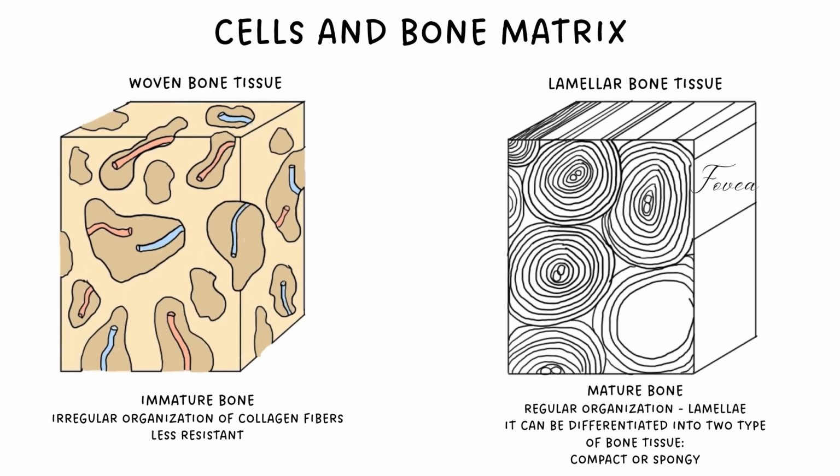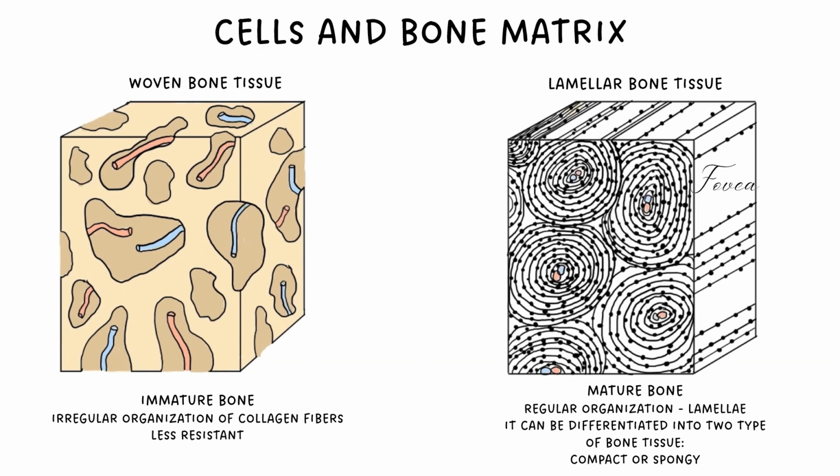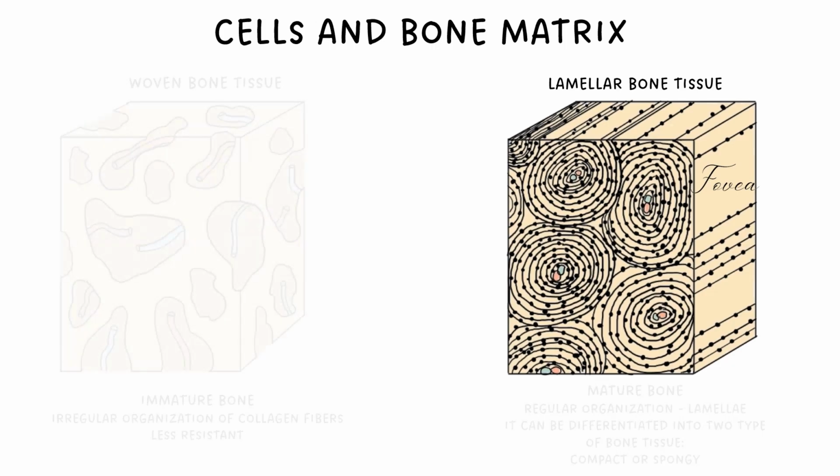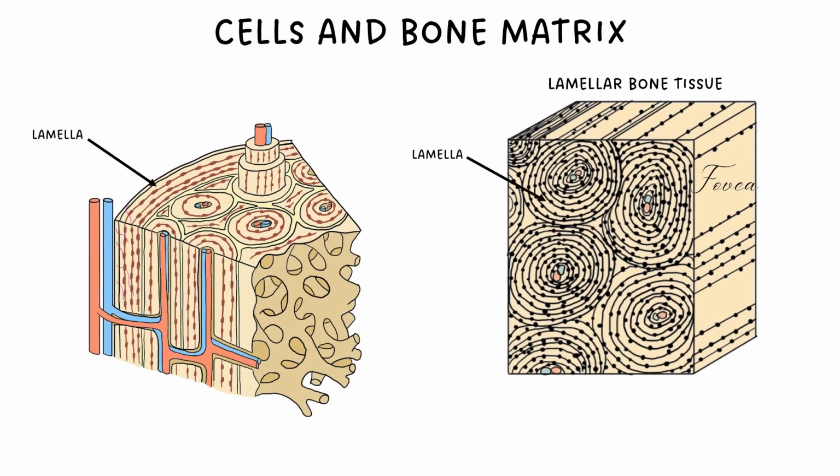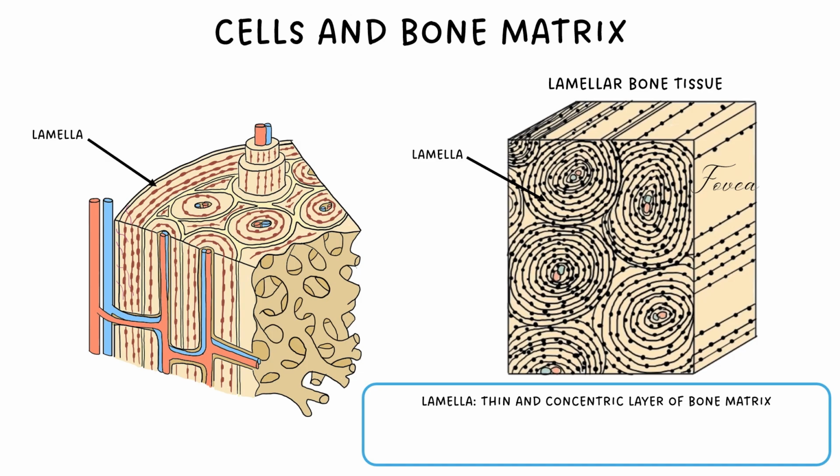The collagen fibers are arranged in parallel bundles forming bone lamellae, which can organize into compact bone tissue without spaces, or spongy bone tissue with spaces, the trabeculae. Bone lamellae are concentric layers of mineralized extracellular matrix that form the structure of both compact and spongy bone tissue. Within the lamellae are small cavities called lacunae.